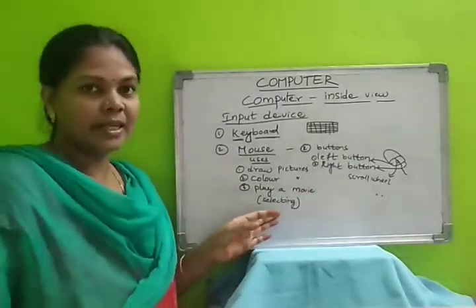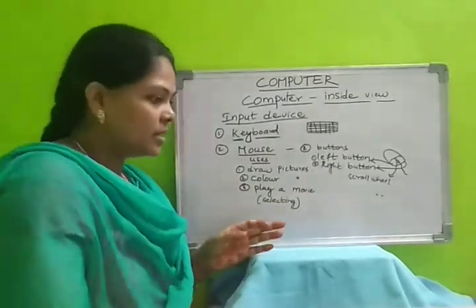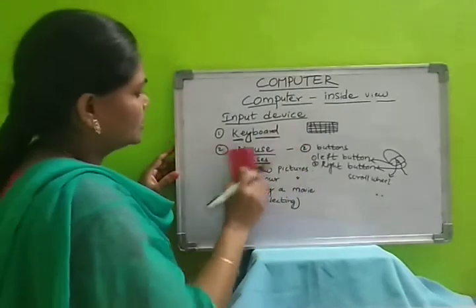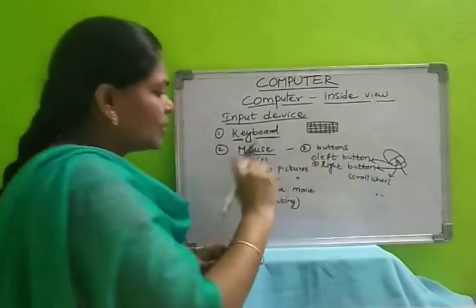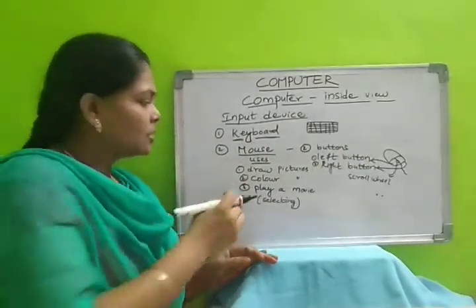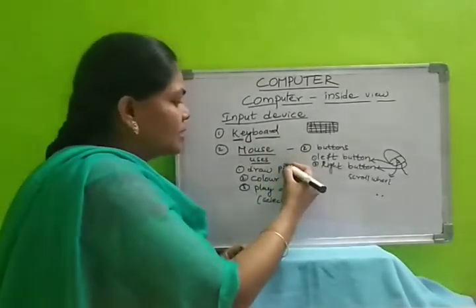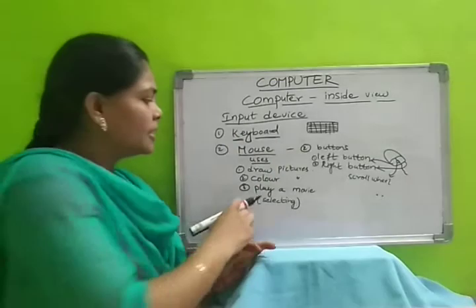That means we can select any object. That is about mouse. Using mouse we can give drawings as input. What is the input here? The drawing, the picture, is the input.